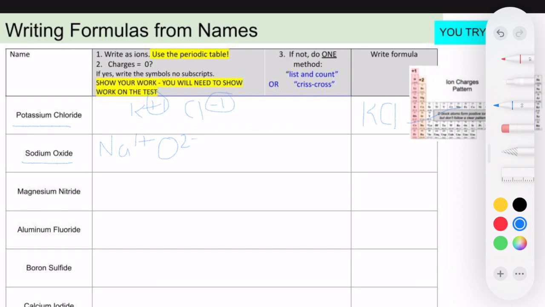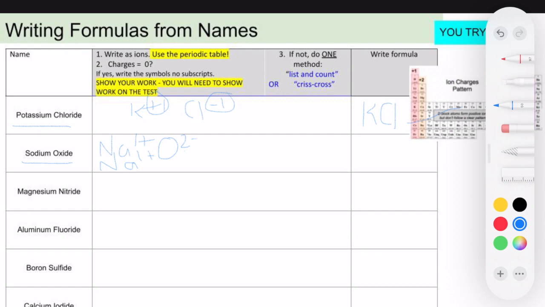So I'm going to list until they do. And I see there's more negative here, so I'm going to add another Na 1+. Now I ask myself, do the charges add up to 0? 1+ and 1+ make 2+, and then we have a 2-, so now they do add up to 0.